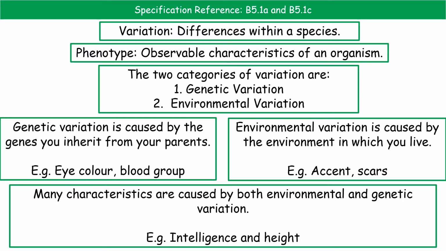It is worth remembering that there are some characteristics that are caused by both environmental and genetic variation. So I've given you a couple of examples there, intelligence and height. If we look at height in a bit more detail, obviously if your entire family line is of people who don't go above 5'5", then the chance of you being suddenly 6 foot odd is immensely slim, I'm not going to lie. So of course there is a genetic factor there.